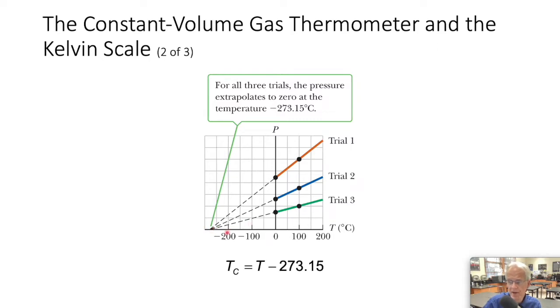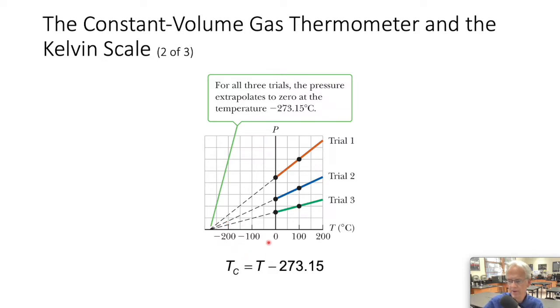That 0 point is at negative 273.15 degrees Celsius. We'll define this point as absolute 0. This is where we're going to start our Kelvin scale. Now, the size of the degrees of the Kelvin scale are the same as the size of degrees for the Celsius scale. We're just starting it at a different point.